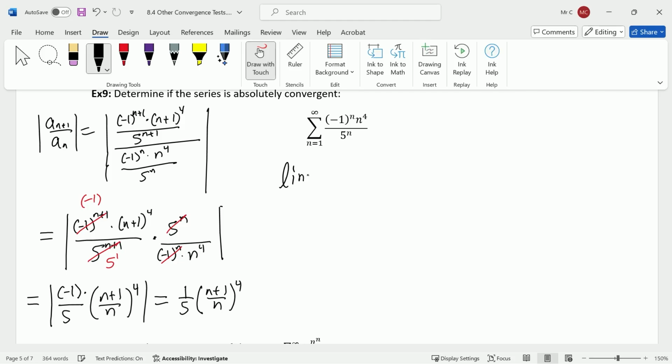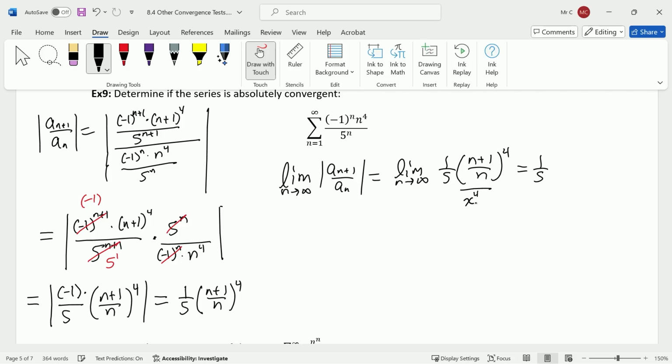And so now I can compute my limit. My limit as n goes to infinity of a sub n plus 1 over a sub n is just the limit as n goes to infinity of 1/5 times n plus 1 over n to the 4th. And I can pull my constant out of my limit. And also, if I have a quote-unquote x to the 4th, this is treated as a continuous function. I can move that limit inside. And so we get the limit as n goes to infinity of n plus 1 over n to the 4th.